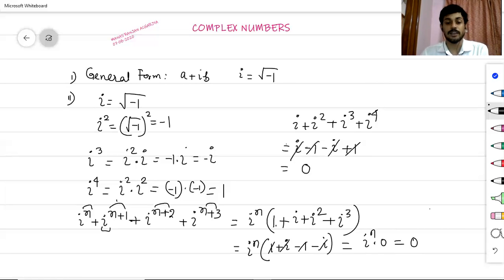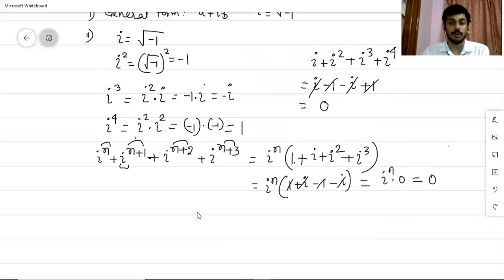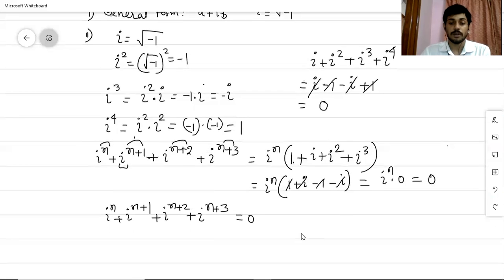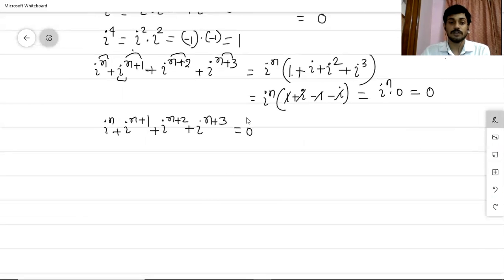So let us take an example regarding this formula. What is the formula? That any consecutive 4 numbers you write, iota to the power n plus iota to the power n plus 1 plus iota to the power n plus 2 plus iota to the power n plus 3, the value will be 0. So let us take an example regarding this formula.